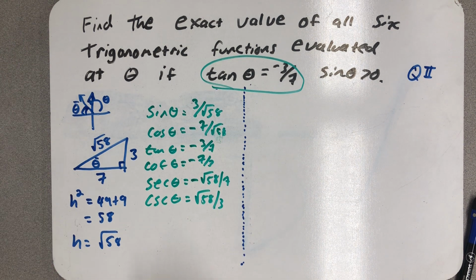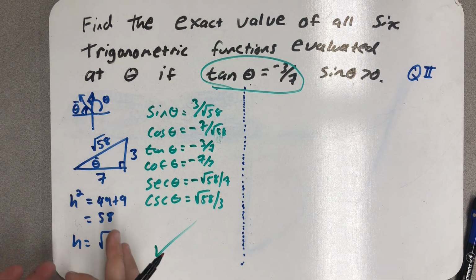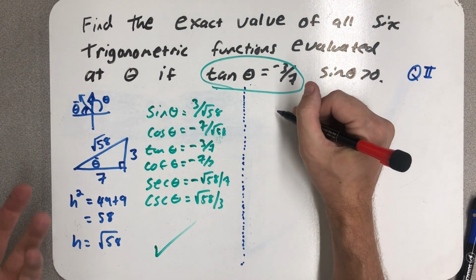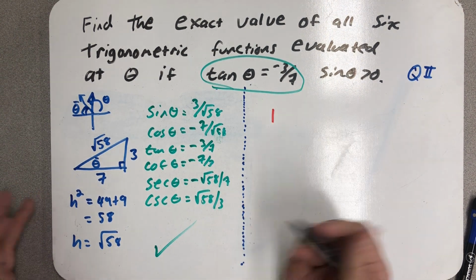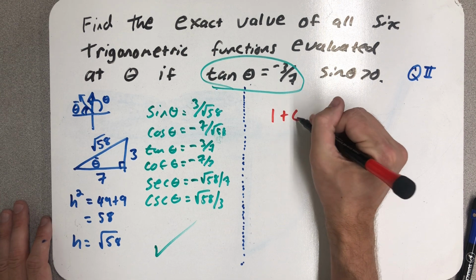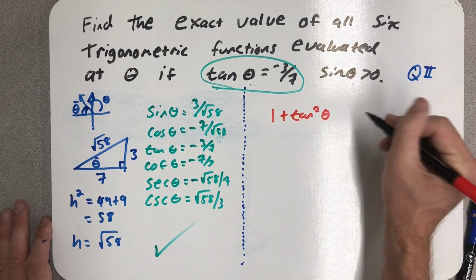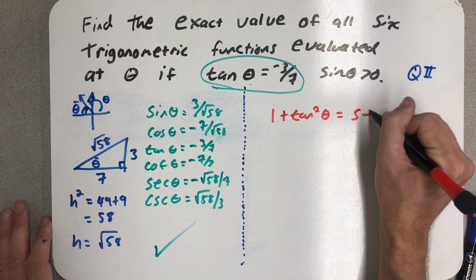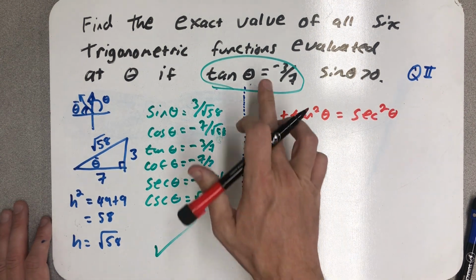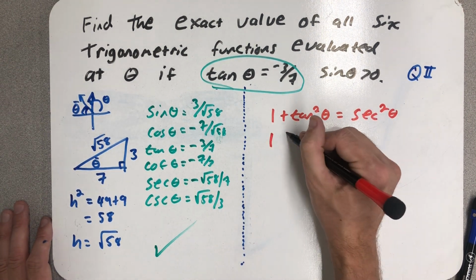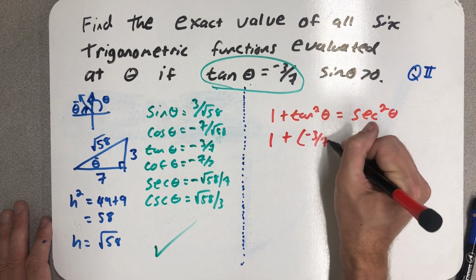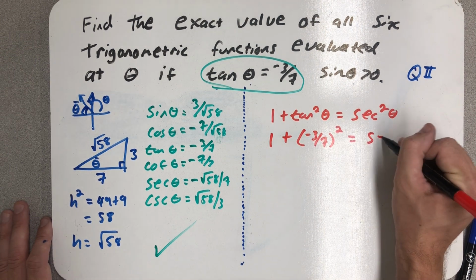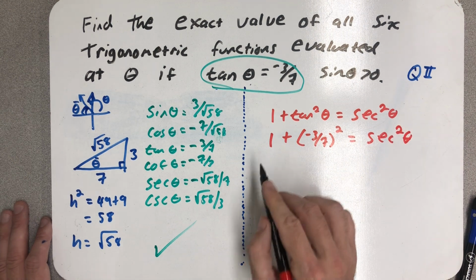All right, so we've done it. Everything seems nice and complete, but I told you I was going to do this problem 2 times using 2 different methods. So this time, instead of using a reference angle and a reference triangle, I'm going to use a Pythagorean identity. See, I happen to know that 1 plus tangent squared theta is equal to secant squared theta. Since I know tangent, I can write down that 1 plus minus 3/7 squared has to be the value of secant squared. I'm going to simplify this side.